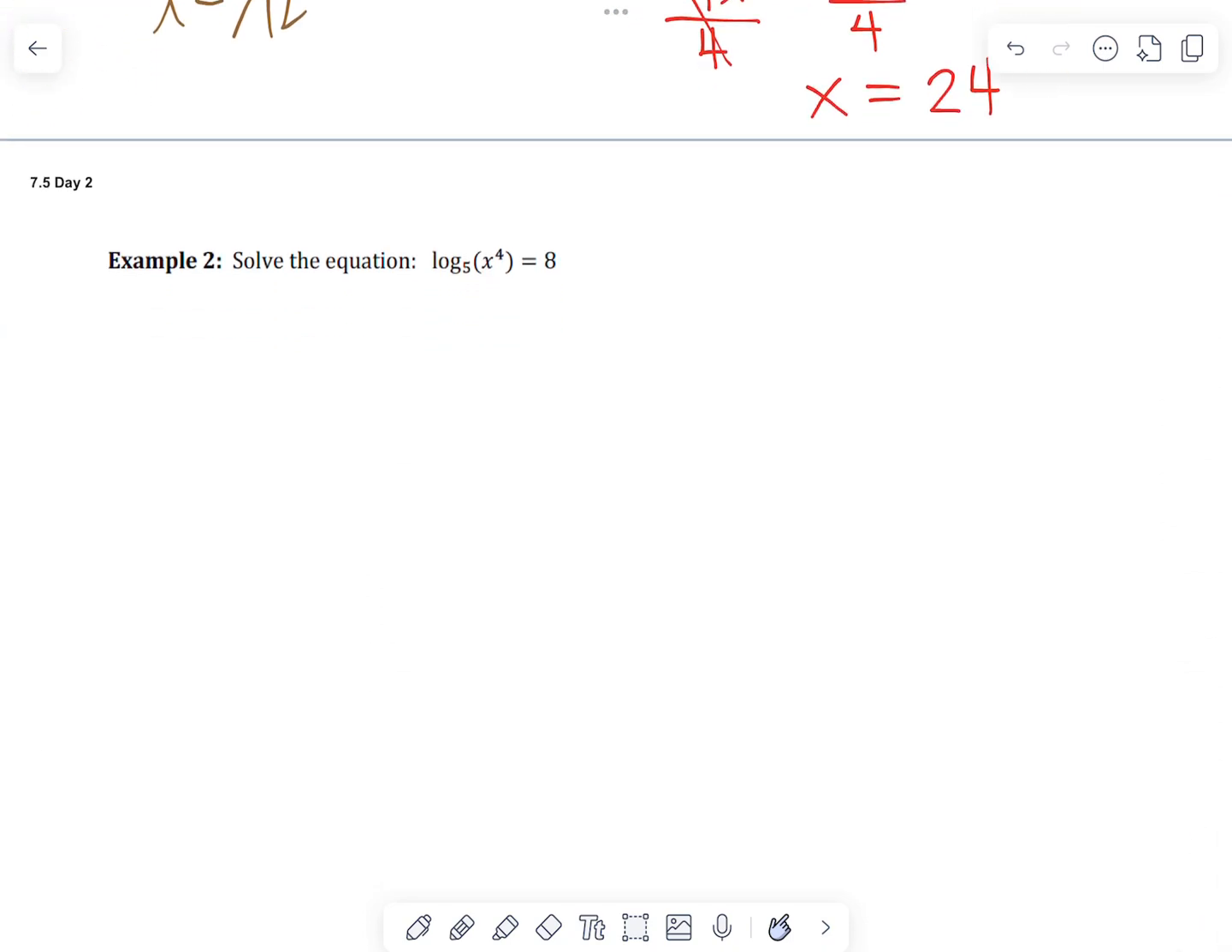All right, example number 2, solve the equation. So here's a logarithm. And what we're going to do is use our power property, and we're going to bring that power down in front.